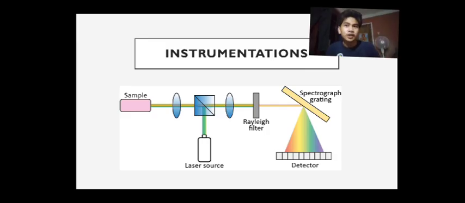Now we're going to delve into the instrumentation used in infrared and Raman spectrometry. Understanding the components and principle of this instrument is crucial for effectively utilizing these techniques. So in this illustration, it is the infrared spectrometer.